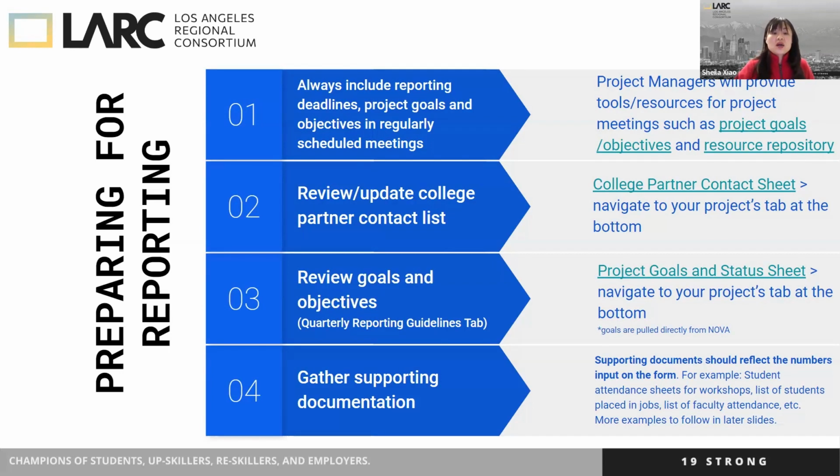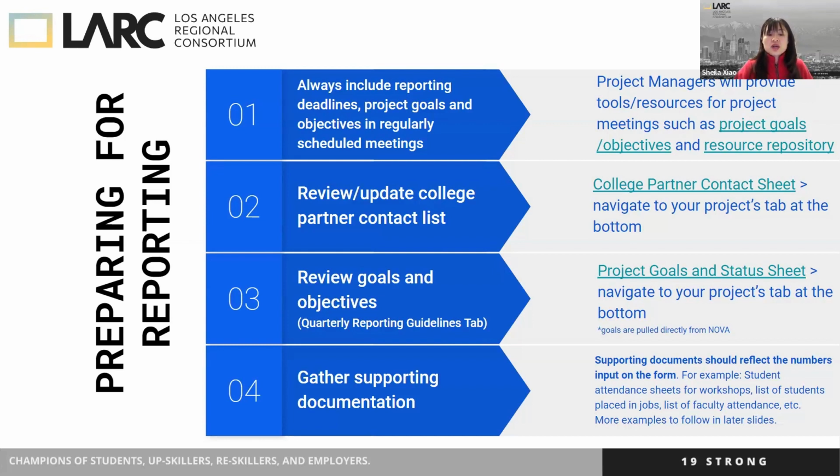Number 3, we encourage folks to review the goals and objectives on a regular basis. This is very much related to point number 1. It's always beneficial to review the project's goals and objectives prior to reporting. So there is a tab in the project's goals and status sheet, which is labeled Quarterly Reporting Guidelines tab, that essentially maps each project's goal and outcome to the different sections that need to be filled out in the reporting form. And I'll explain a little bit later what I mean by that.